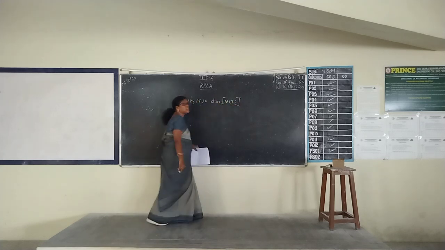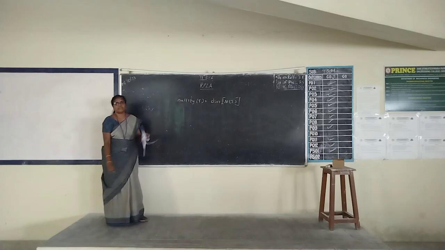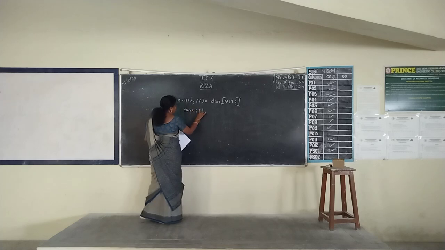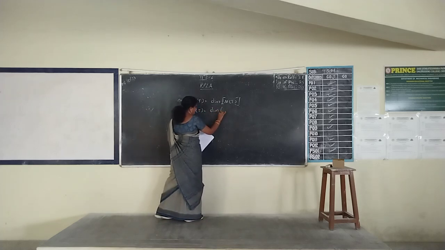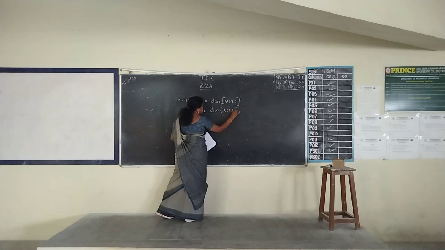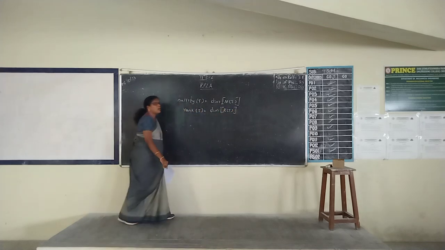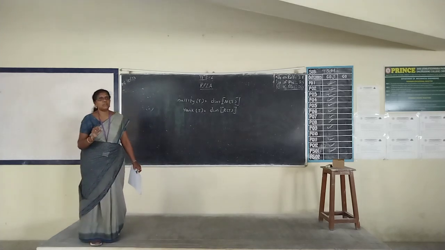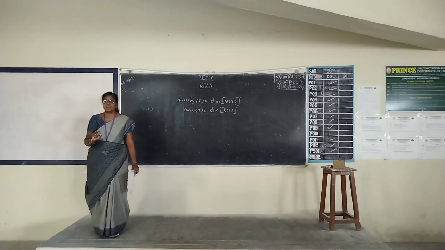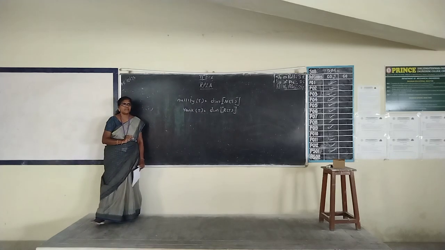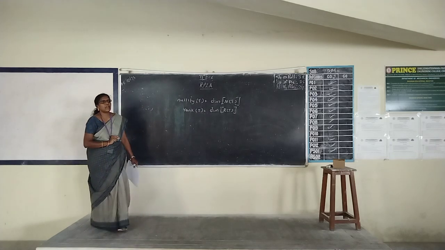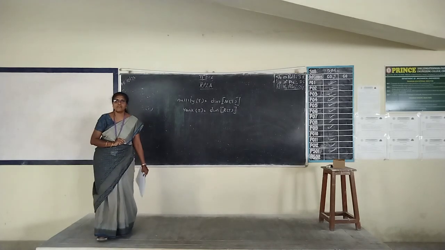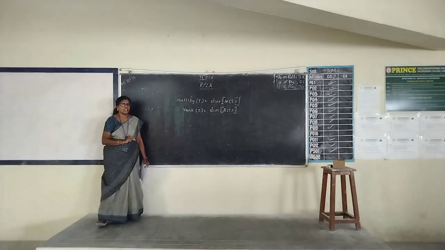That is, the number of elements in a null space will be called as the nullity of t. Next, rank of t will be equal to dimension of R of t, the range. In other words, the number of elements in R of t will be called as the rank of t. So what is nullity of t? Dimension of n of t, the null space. What is rank of t? Dimension of R of t. R of t is nothing but our range.